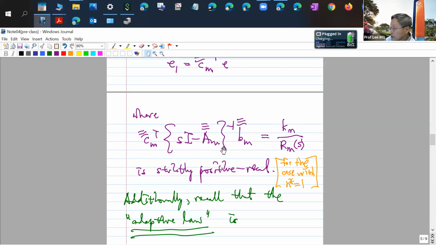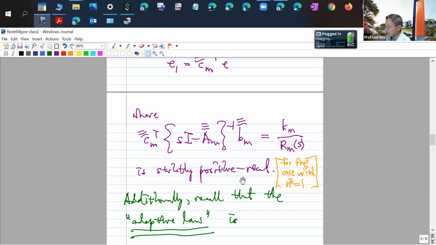Because actually, up to this point, if you didn't bother with relative degree, everything is still correct for any relative degree. It's only when you now say that this particular transfer function operator is strictly positive real that you're working under the assumption that relative degree equals 1. Now with relative degree equals 1, I can proceed further.